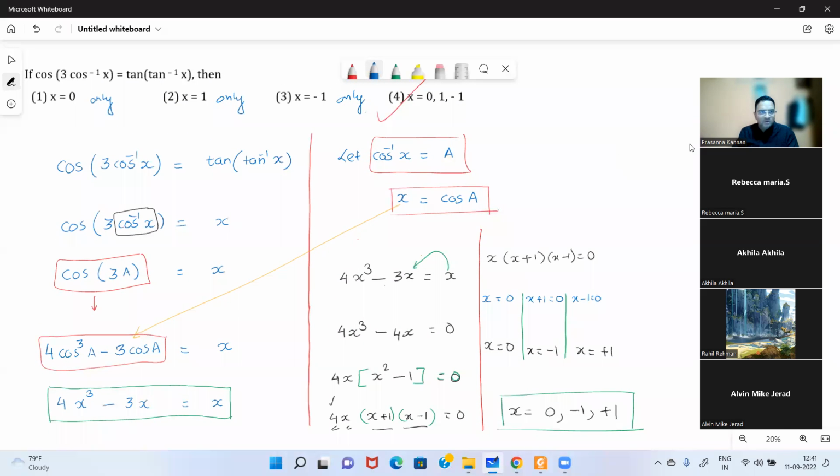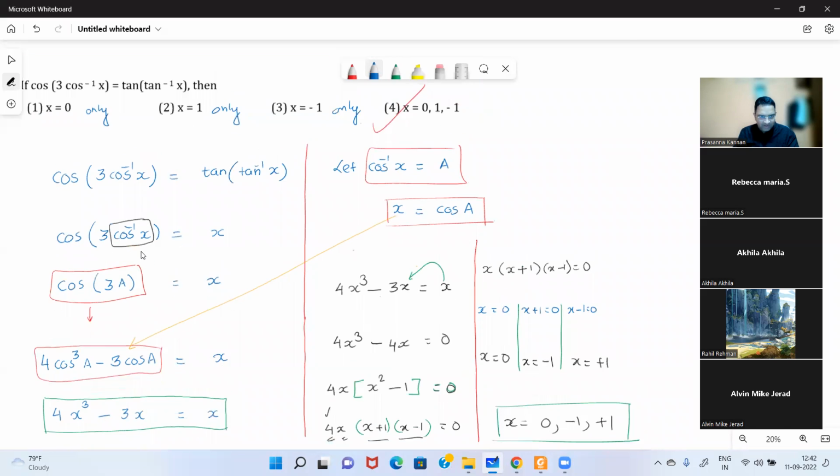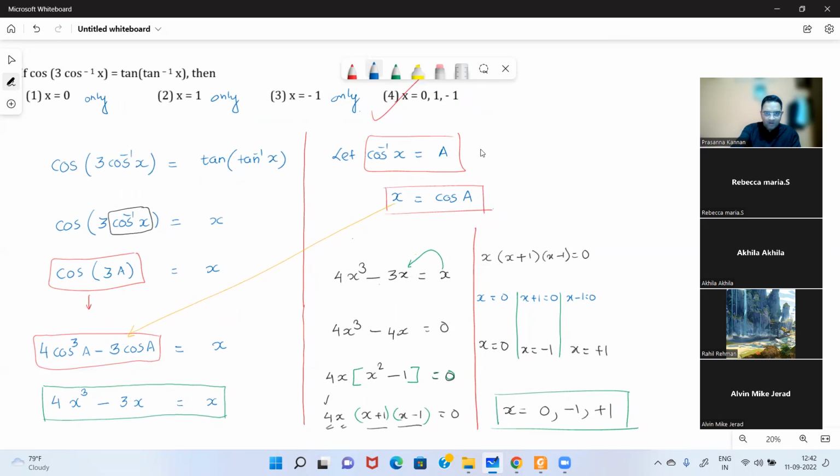I'll just explain this once more. So cos inverse x is equal to tan inverse x. Tan of tan inverse x will be nothing but x. Cos of 3 cos inverse x: cos inverse x, let me take it as a, then x becomes cos a. So in place of cos inverse x, I'm writing a. So cos 3a. Cos 3a, we know the formula. What is cos 3a? 4 cos cube a minus 3 cos a. But cos a, we have taken it as x. So wherever cos a is there, I'm substituting x. So it will become 4x cube minus 3x is equal to x.